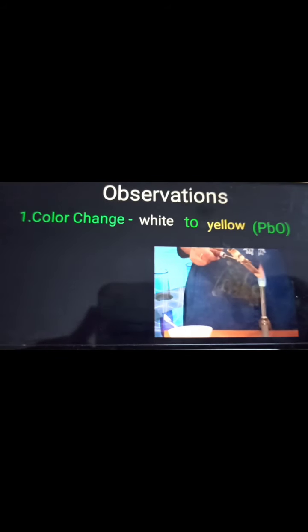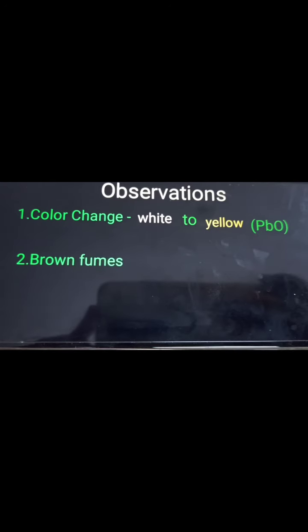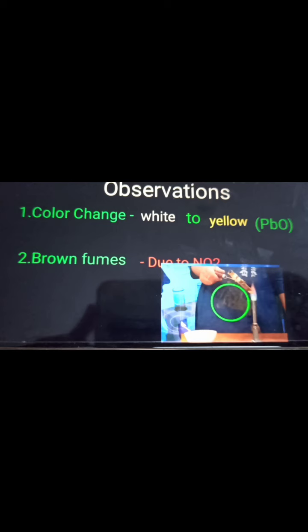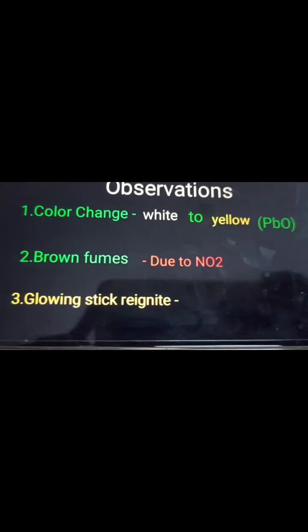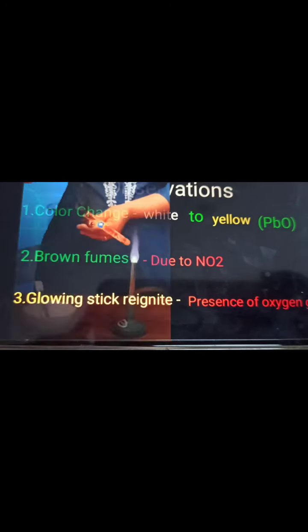So what are the observations here? First observation is change in color: white lead nitrate turns into yellow color lead oxide. Next, brown fumes originate from the test tube due to the evolution of nitrogen dioxide gas. Next, the glowing stick reignites, which means the presence of oxygen. And the chemical equation is this one.